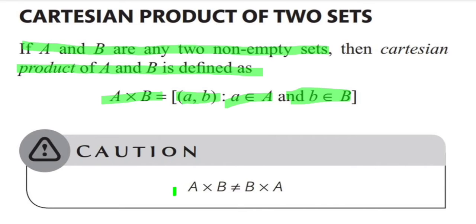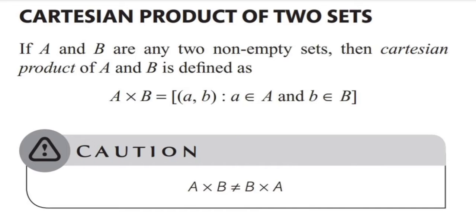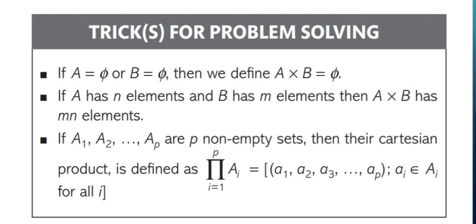Here we have to remember that the Cartesian product A Cartesian B is not equal to B Cartesian A when A is not equal to B. If A is equal to B, then A Cartesian B equals B Cartesian A, we can say, right? Next we move to the next slide, some tricks to solve the problems, right?